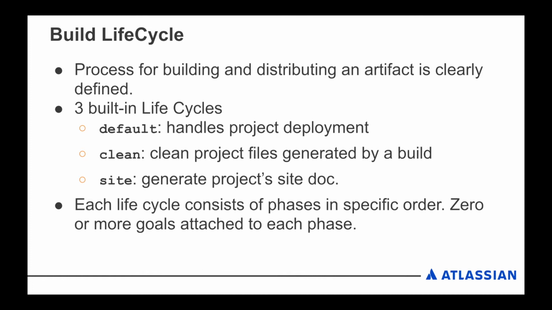The process for building and distributing an artifact is clearly defined in Maven, and Maven provides 3 lifecycles for that, which are default, clean, and site. The default lifecycle contains phases from validating your XML, the POM file, to deploying your artifact to a remote repository. The clean lifecycle cleans all project files generated by a build. The site lifecycle generates the project's site documentation. And each lifecycle contains a list of phases, and each phase contains a list of goals. So lifecycle has a one-to-many relationship with phases, and phase has a one-to-many relationship with goals.